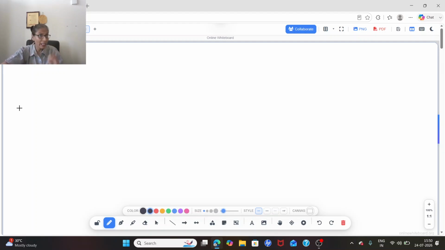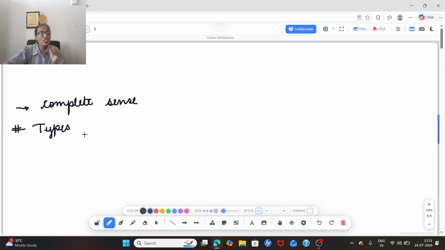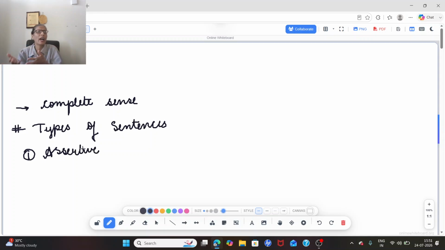So, if we define it, what is a sentence? A very basic and very simple definition is: the sentence is a group of words which makes a complete sense. Now, when we talk about the types of sentences, we will be talking about four types of sentences. The first one is those which make statements or assertions. They come under the category of assertive or declarative sentences. You can say that these are just simple sentences like I am teaching you or we are going to market. So sentences which are just a declaration which make assertions come under the category of assertive sentences.